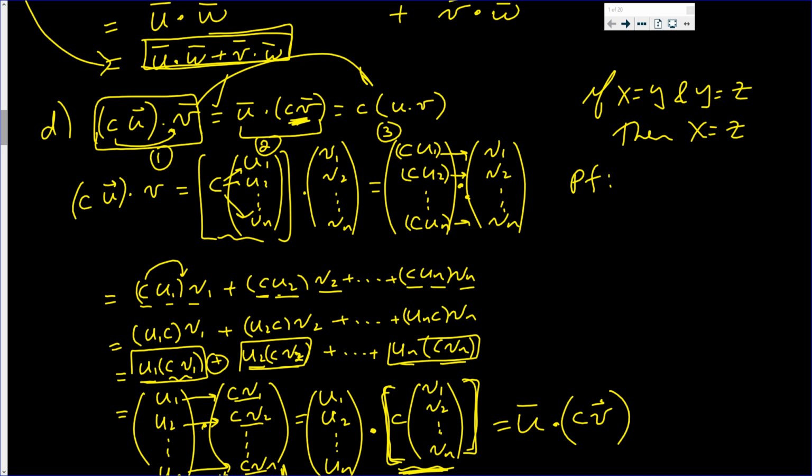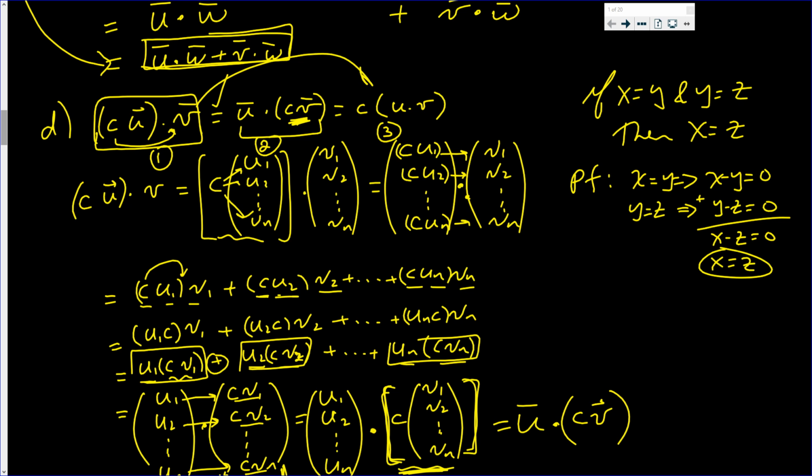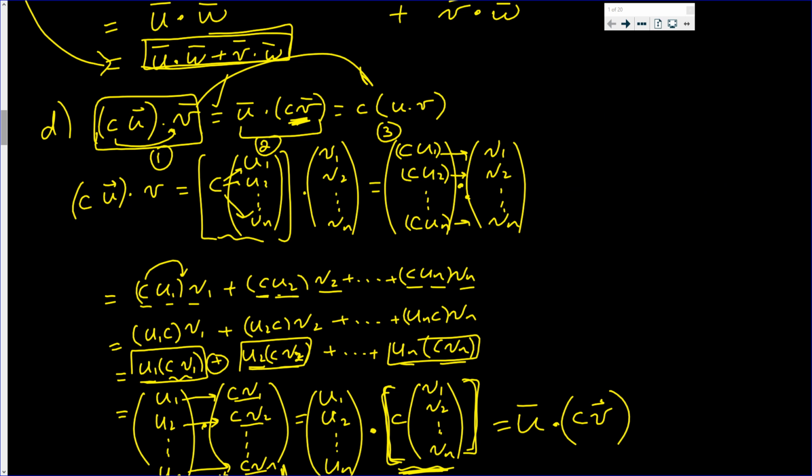Proof. If x equals y, that implies x minus y is 0. And if y equals z, that implies that y minus z is 0. If I add these two, I get x minus z equals 0 and x equals z. So yes, it is true. I mean, I wasn't afraid it wouldn't be true. Okay, so I'm going to show statement 1 equals statement 3. I'll even try to prove it right here.